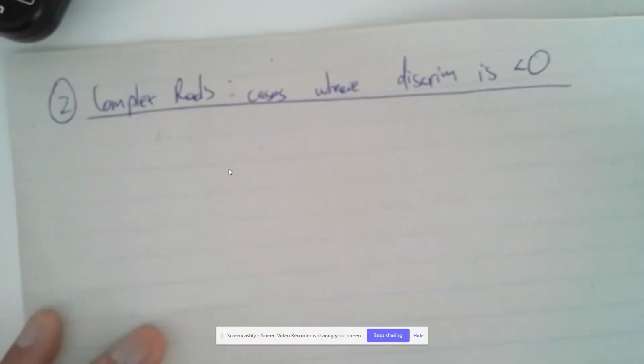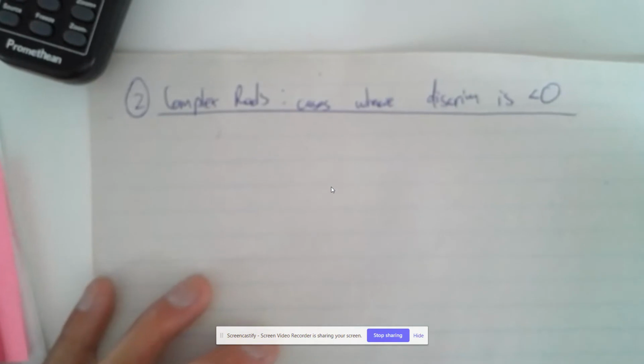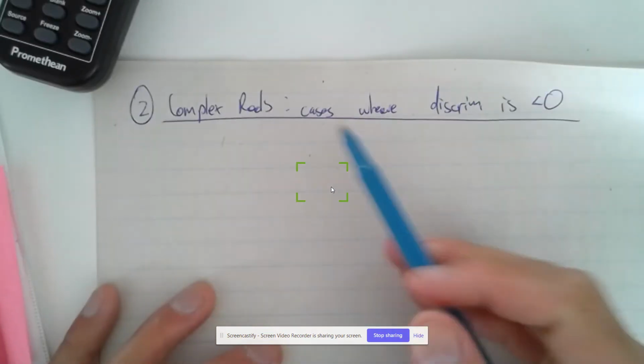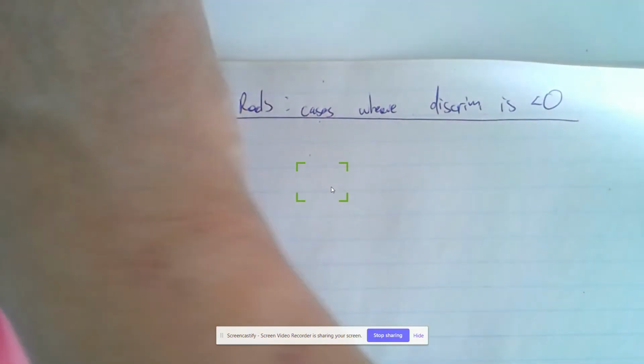Okay, let's continue with where we left off. We left off with a new set of notes called complex roots cases, that says cases where the discriminant is less than 0. So the last thing we went over was this.